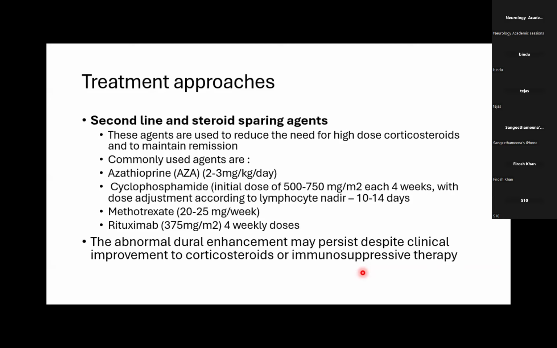Second line steroid sparing agents. These agents are used to reduce the need for high dose corticosteroids and to maintain remission. The commonly used agents are azathioprine, 2 to 3 mg per kg per day, and cyclophosphamide, the initial dose of 500 to 750 mg per meter square every 4 weeks with dose adjustment according to the lymphocyte nadir, which is after 10 to 14 days. Methotrexate can be given up to 20 to 25 mg per week. Then rituximab, 375 mg per meter square, 4 weekly doses. The abnormal dural enhancement may persist despite clinical improvement due to corticosteroids or immunosuppressive therapy.